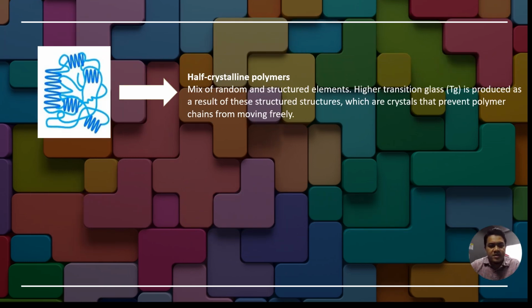Okay, number three is half crystalline polymer or semi-crystalline polymer. Okay, semi-crystalline polymer is a mix of random and structured elements. A higher glass transition is produced as a result of this structure, which has crystals that prevent polymer chains from moving freely.